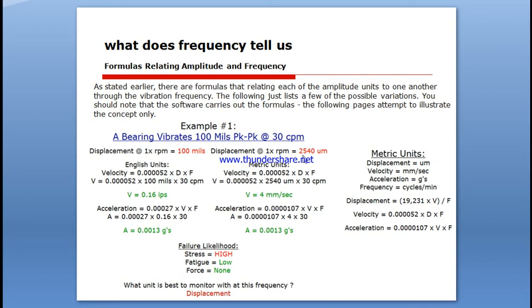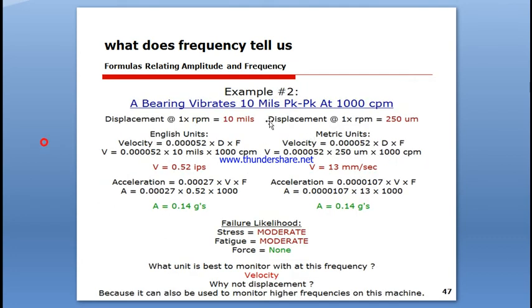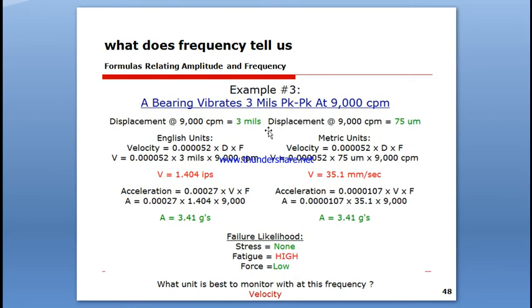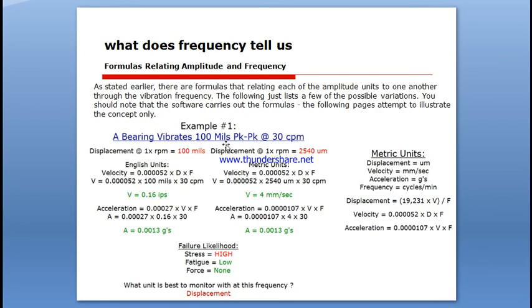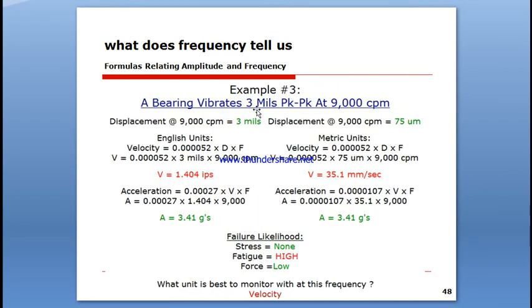So we're going to do another example. Just watch those values: 100 mils at 30 cpm. This one here is 10 mils at 1000 cpm, so it's less displacement but faster. We got the values here, applying the same units and formula. Both of them are moderate, and the force is none. Acceleration here, just be careful: 100, here is 10, here is 3, and it's faster. So velocity is the main issue, which is the fatigue.